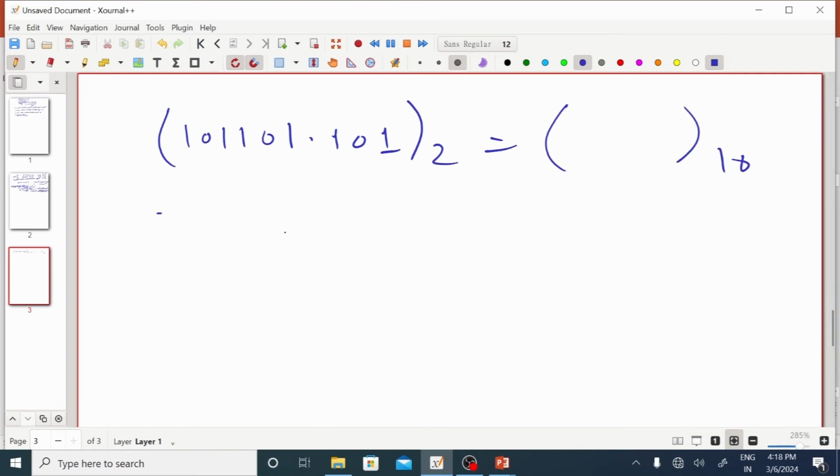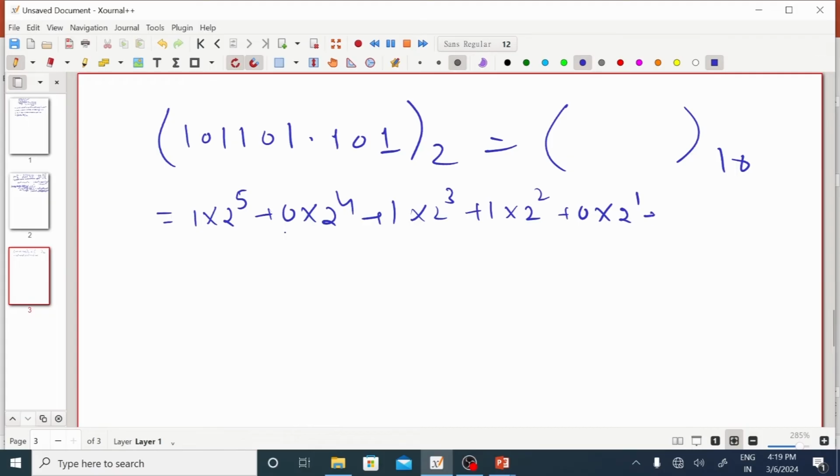This is equal to simply 1 multiplied by 2 to the power 5, plus 0 multiplied by 2 to the power 4, plus 1 multiplied by 2 to the power 3, plus 1 multiplied by 2 to the power 2, plus 0 multiplied by 2 to the power 1, plus 1 multiplied by 2 to the power 0, plus 1 multiplied by 2 to the power minus 1, plus 0 multiplied by 2 to the power minus 2, plus 1 multiplied by 2 to the power minus 3.